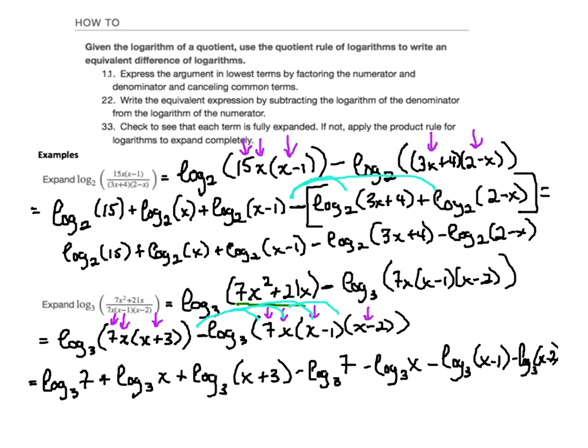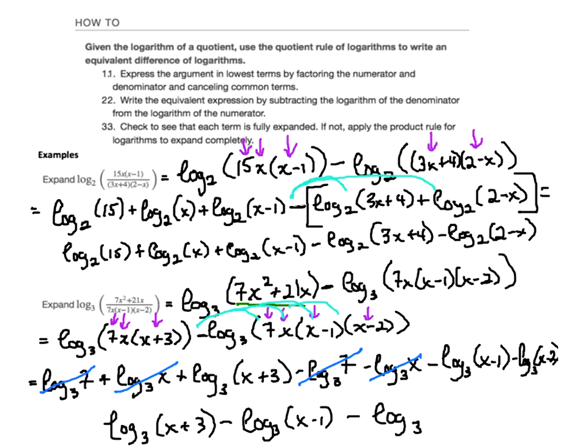Now we've got opposites that we can combine to make 0. Log base 3 of 7 minus log base 3 of 7. Log base 3 of x minus log base 3 of x. And I am left with log base 3 of x plus 3 minus log base 3 of x minus 1 minus log base 3 of x minus 2.